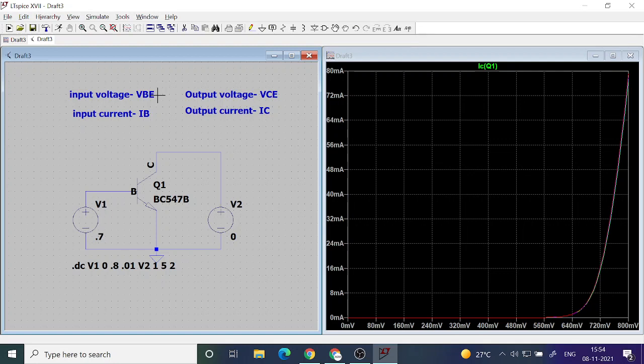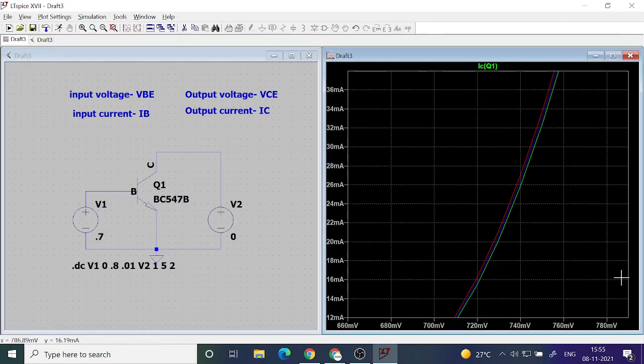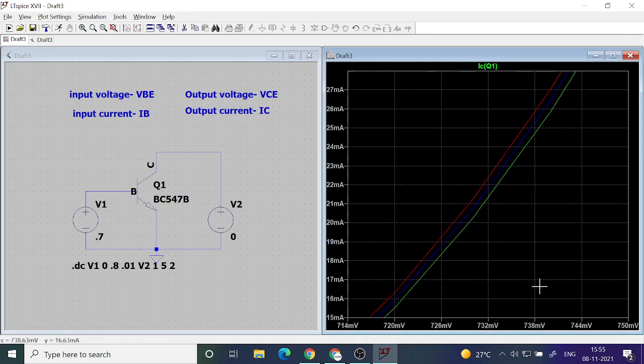I did it for various values of output voltage, that is V2 equal to 1 volt, then 3 volt and 5 volt. 3 curves are here, but it may not be very visible here. They are all almost on top of each other. You can see here. They are almost very close.